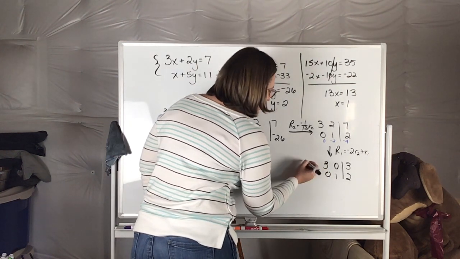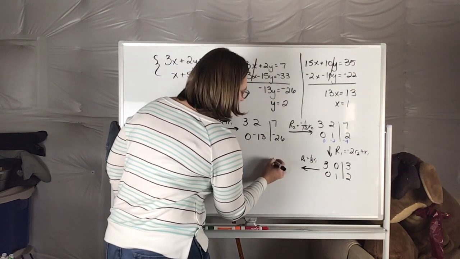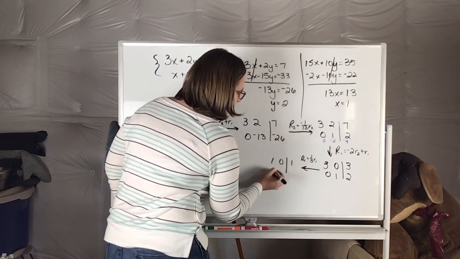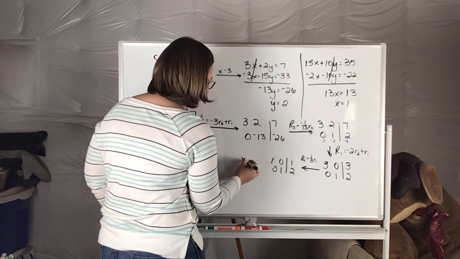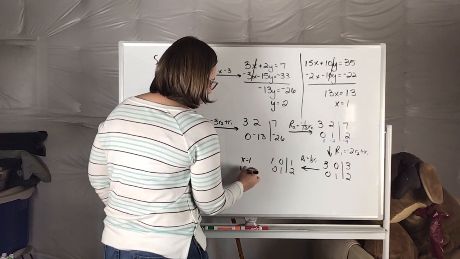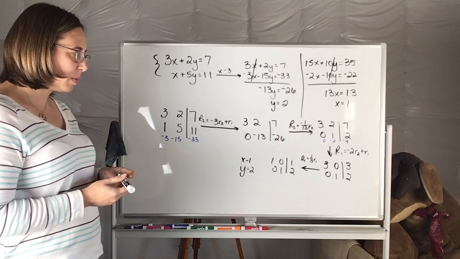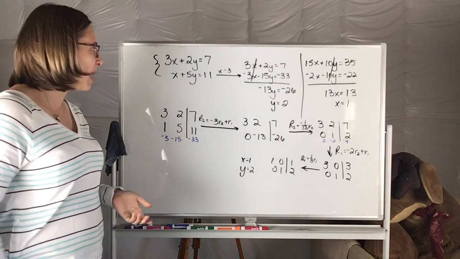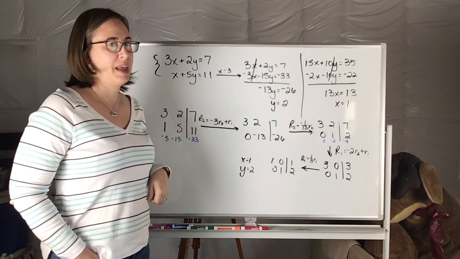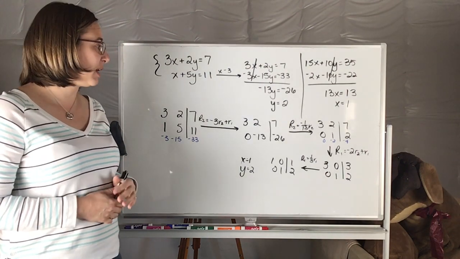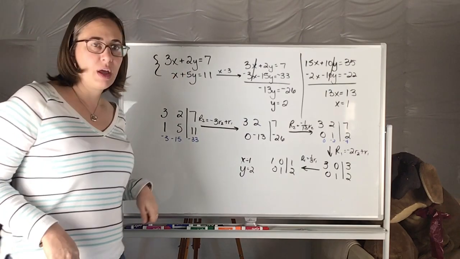And then all I have to do is row 1 equals 1/3 of row 1 to get 1, 0, 1, and 0, 1, 2. 1x equals 1, and 1y equals 2, which is the same answer I got from elimination. It's just a little bit more efficient because we can combine the multiplication and addition into one step there. So that is how I would solve a 2-variable system using a matrix and connecting it to the elimination method.